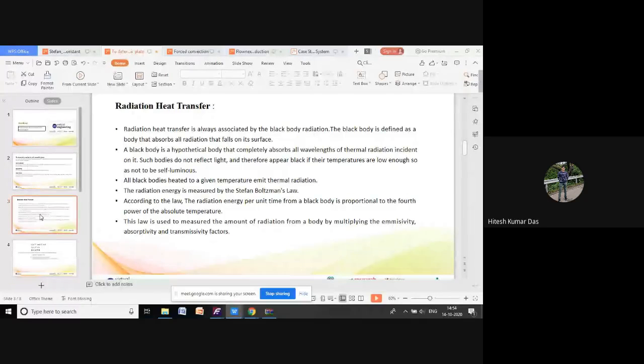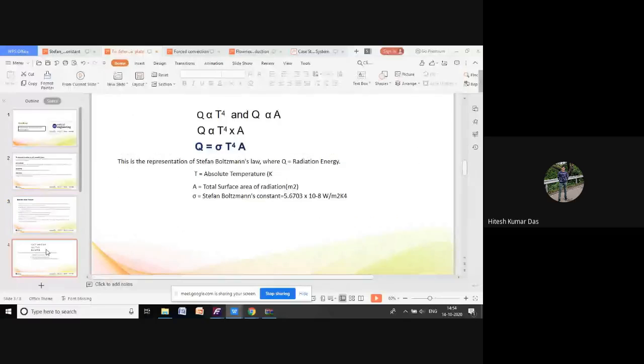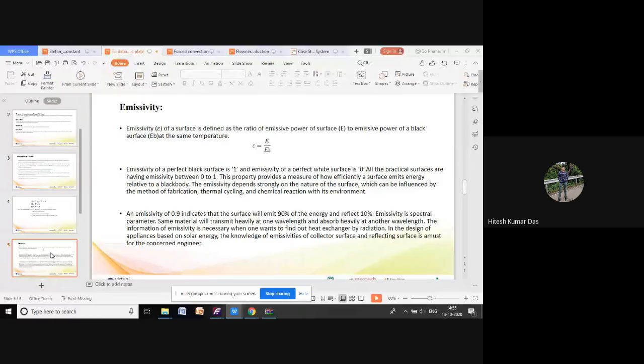Next, the same radiative heat transfer. This is Stefan Boltzmann's law: Q equals sigma A T to the power 4. Same. So emissivity, this you will calculate from this case study. First of all, emissivity is defined as the emissive power of the surface divided by the emissive power of the black body.